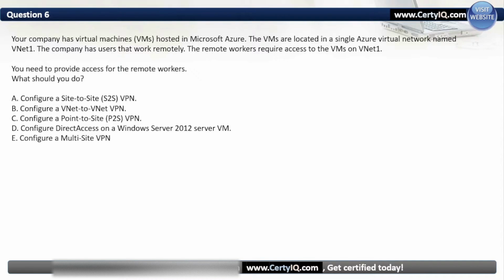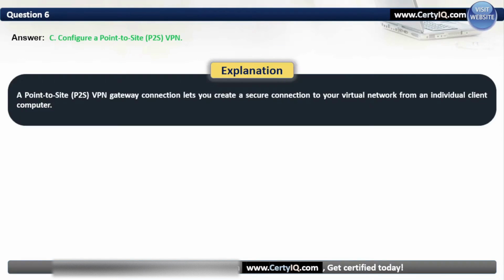The correct option is C. Configure a point-to-site VPN. A point-to-site VPN gateway connection lets you create a secure connection to your virtual network from an individual client computer.